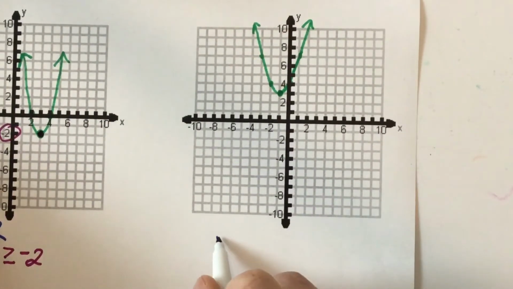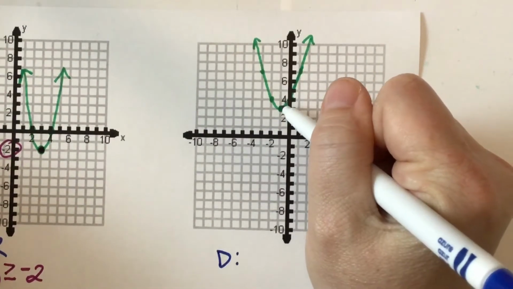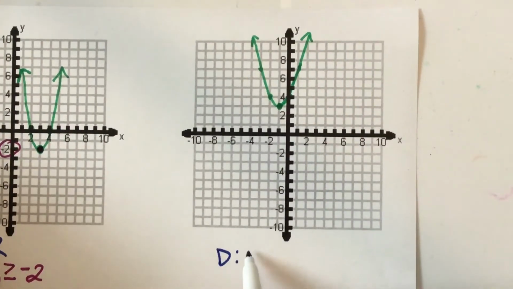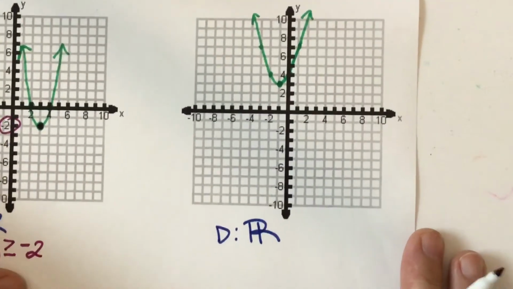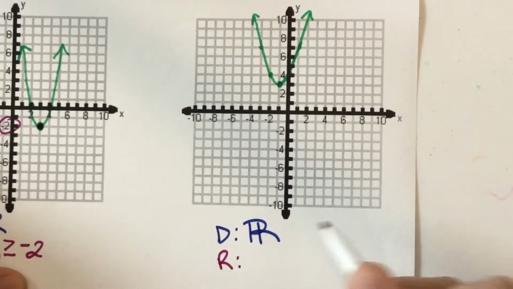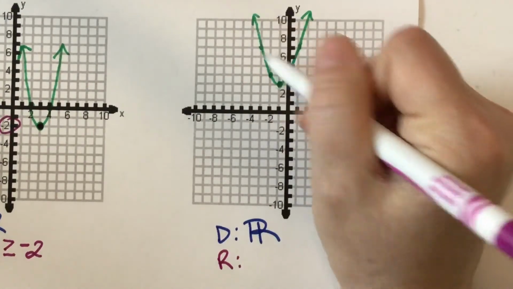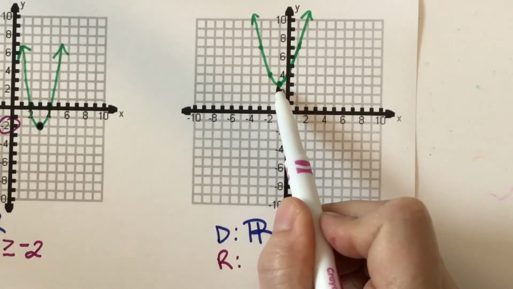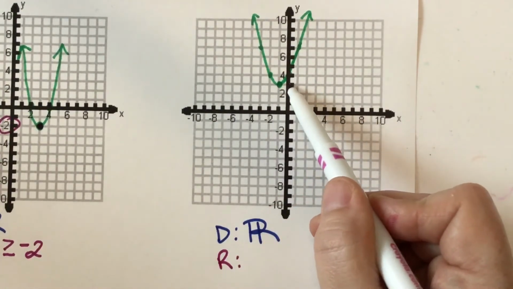Domain, once again, these are your x's, so I'm looking left and right. And this graph is going forever to the left and forever to the right. So that is all real numbers. Okay, now range, I'm looking up and down, because range are your y's. This graph, once again, goes forever up, like the last one, but not forever down. This is the lowest y I have, so let's see who that y is right there. And that y is a 3.